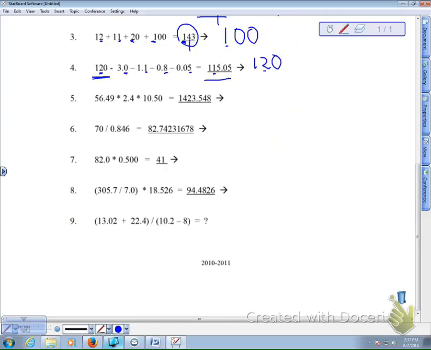So looking at number 5, that's a multiplication problem. Let's look at each measurement and see how many sig figs are in each. In 56.49, there are 4 sig figs. And in 2.4, there are 2. And in the final measurement, there are 4. Remember that 0 counts. So of those 3 measurements, 2 is the fewest. Our answer can only have 2.